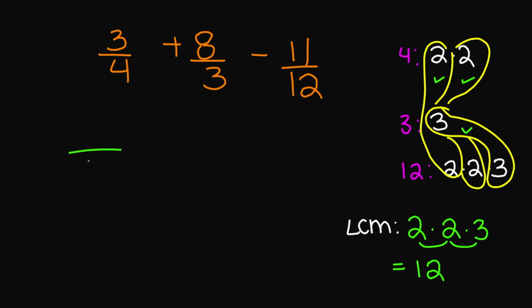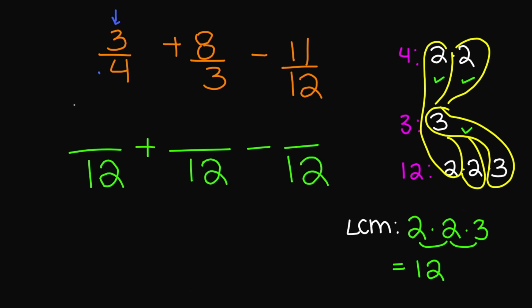So that means we need to get 12 in our denominator so that we can add or subtract. What number times the number 4 is going to give me 12 in my denominator? And that's going to be the number 3.